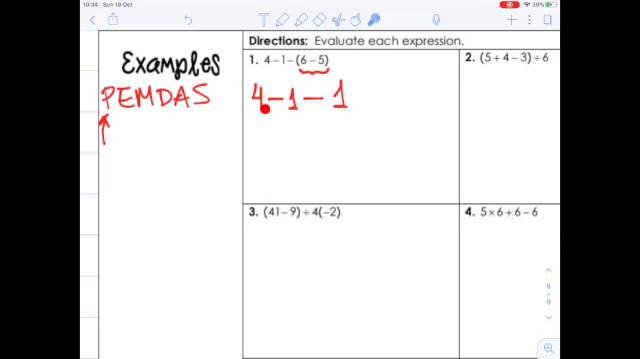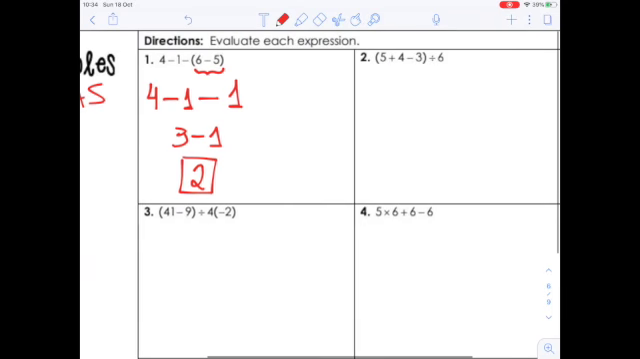So this is going to be 4 minus 1 minus 1. Notice that now we don't have any exponents, we don't have any multiplication or division, we just have addition and subtraction, so we can go ahead and do the calculation. 4 minus 1, 3. So this is going to be 3 minus 1. 3 minus 1 is 2. And we simplified our expression.